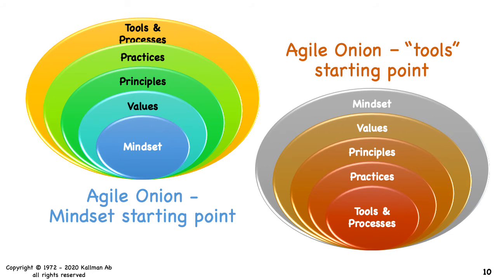That means you should start with the mindset in the picture that I have there on the left. We need to focus on changing people's mindsets. We need to help them distill new values and attitudes. We need to help them with the principles and the practices that they need to do to not just do Agile, but to be Agile. Tools and processes should come last.